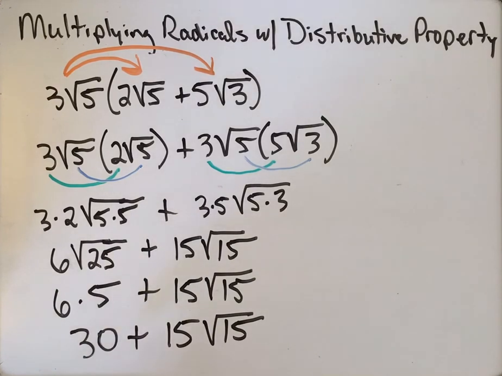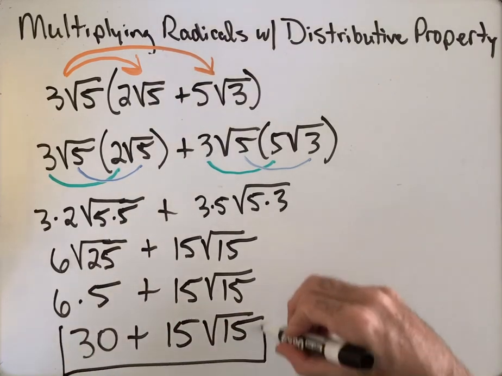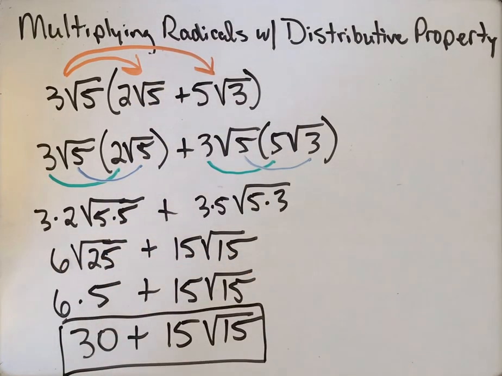So at this point, we're all done. There's nothing more we can do to this expression, right? We can't combine anything, can't multiply, can't simplify. So our final answer is 30 plus 15 times the root 15, or 30 plus 15 root 15.